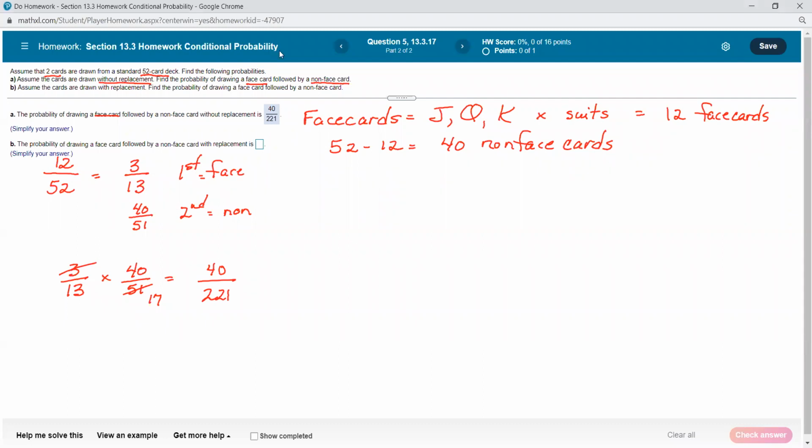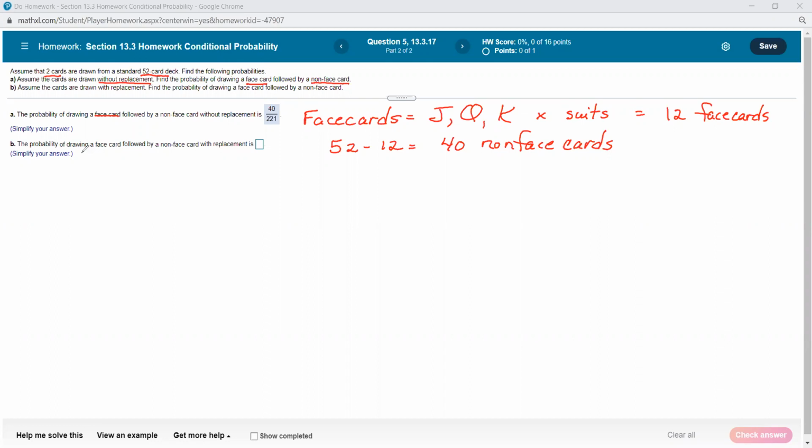Now, on the second one. The second time around, we're looking for drawing a face card followed by a non-face card. So the same, but this time is with replacement. So the probability of drawing a face card on our first card is still going to be 12 out of 52, which is going to be 3 out of 13. Hasn't changed. The only thing that's changed is that the second time, we're going to put this card back.